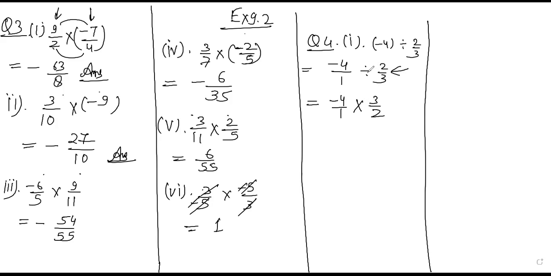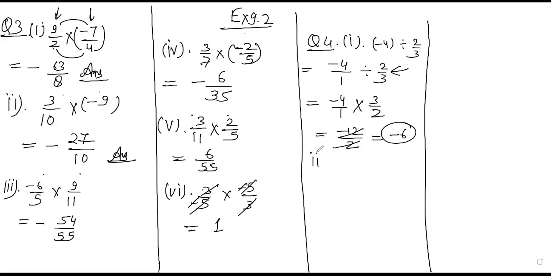यानी कि आप डिवीजन में क्या करोगे? डिवीजन साइन को मल्टीप्लिकेशन में चेंज करोगे, और बाद वाले नंबर को उल्टा कर दोगे. Now you will get the answer. 4 1s are 4, 2 1s are 2, and you can simplify this one also. 2 6s are 12. So -6 is the answer.